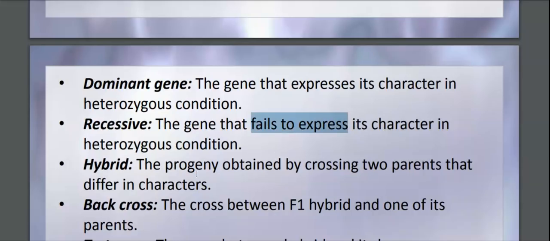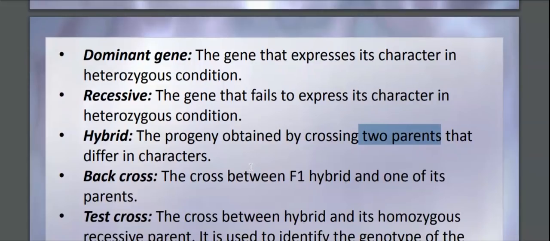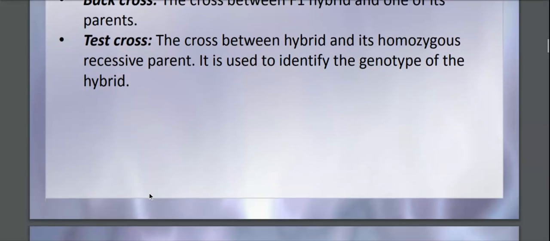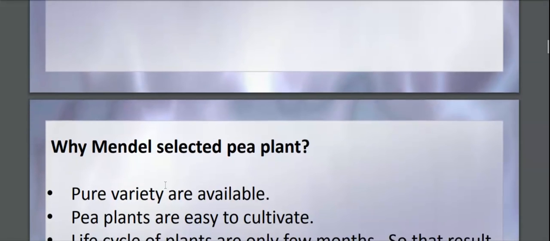Hybrid, as you already know, is a plant that you get by crossing two parents. So a hybrid pea plant is what you get when you cross two pea plants, the male and the female parent, and you get an offspring which is a hybrid. Now, back cross and test cross we'll be doing a little later, so we'll skip that for the moment.